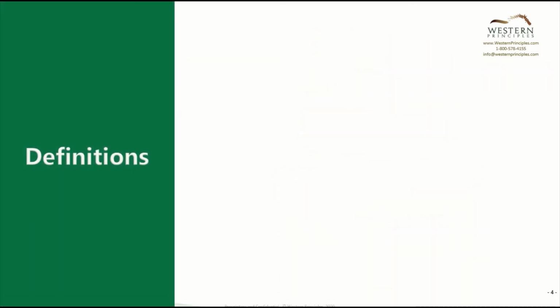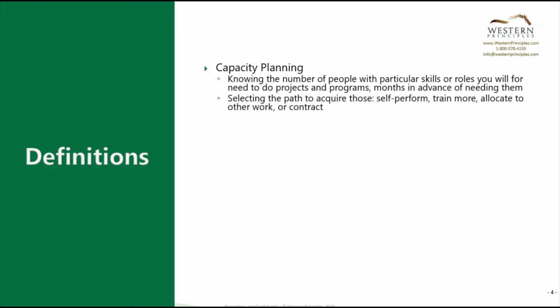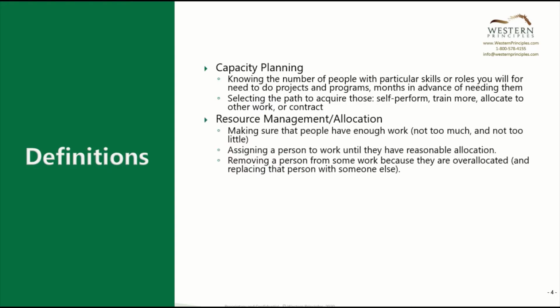Here are a series of definitions. Capacity planning is looking out several months to help you ensure that you have the right number of people with the right skills to get things done. In contrast, resource management is all about assigning and juggling people on projects and tasks to complete work.